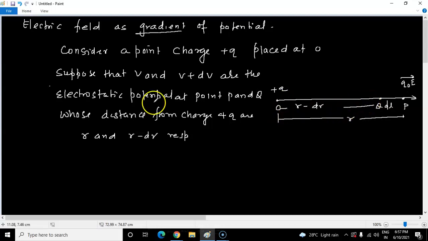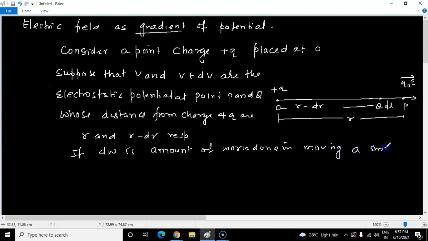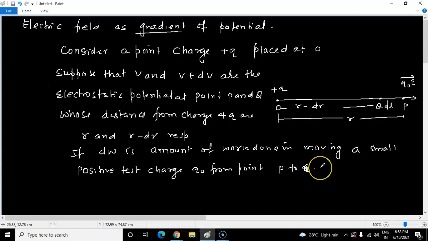So work done is dW. Consider dW is the amount of work done in moving a small positive test charge Q naught from point P to Q. Here a small point charge is moving from point P to Q. So an electric field is generated here, and the force is minus Q into Q naught into E. Any doubt? No, sir.